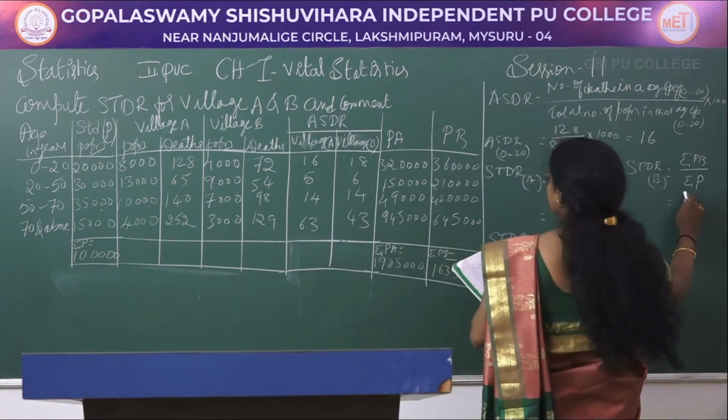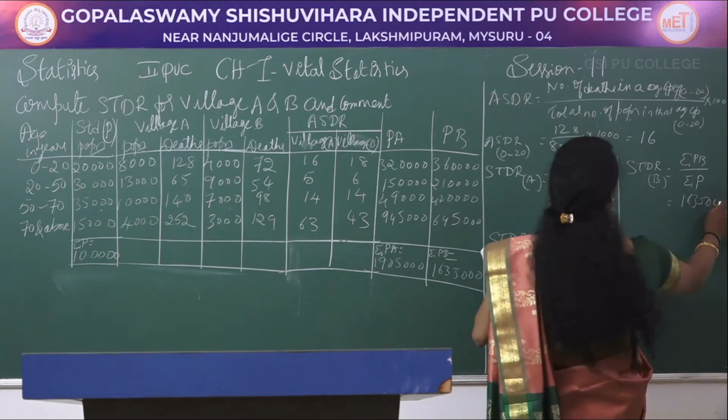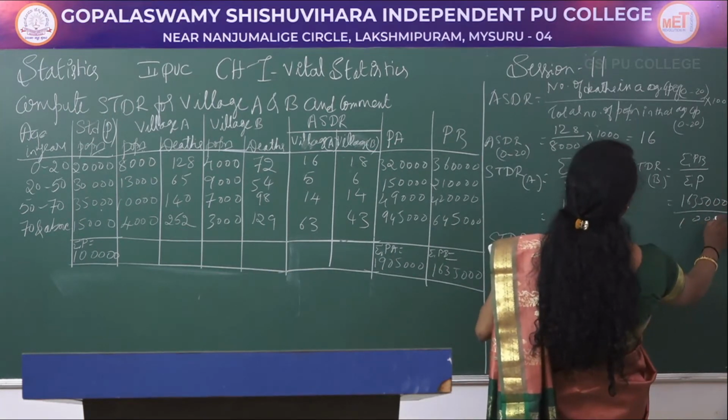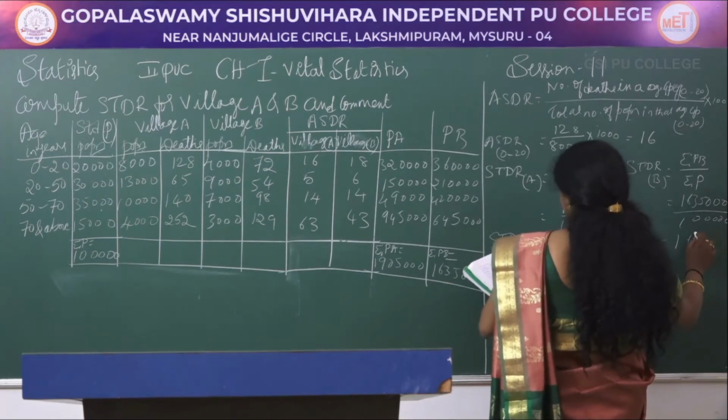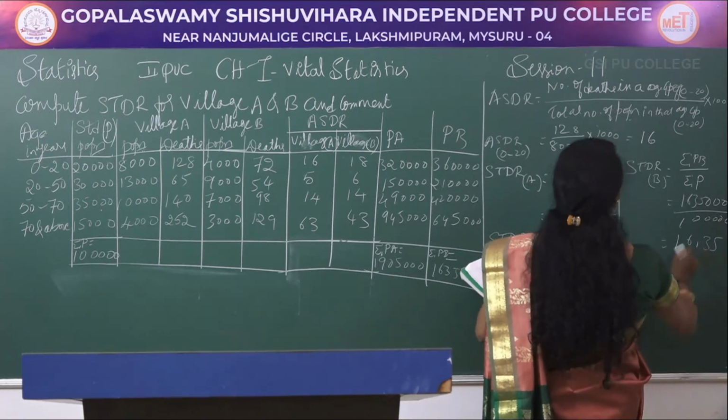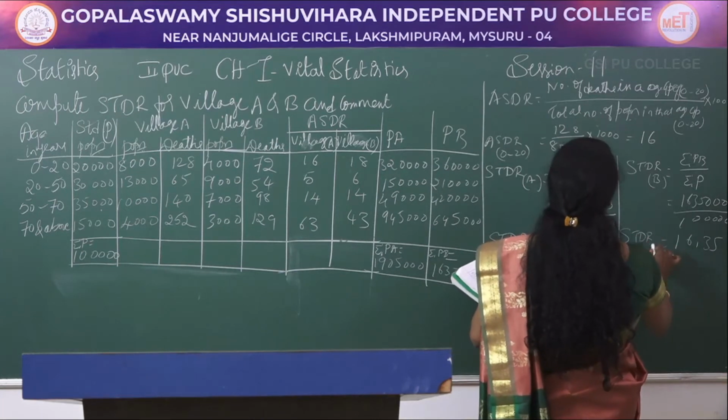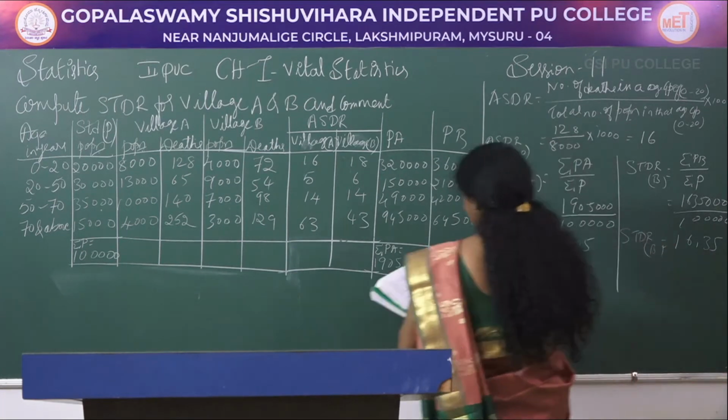Similarly, this is 1635000 divided by 1 lakh. This is 16.35. That is STDR of village B. It is 75.